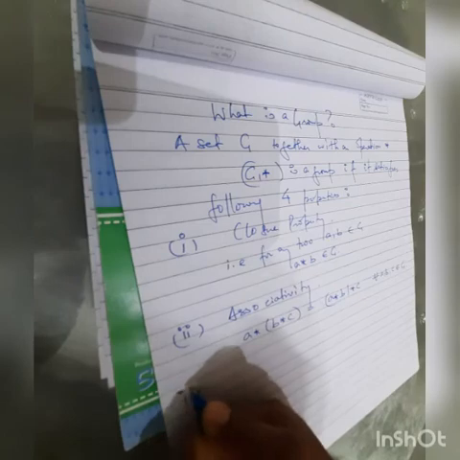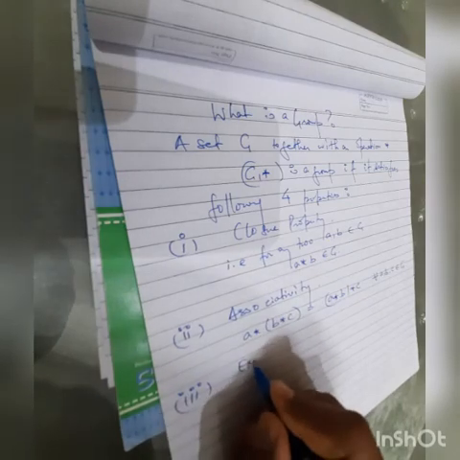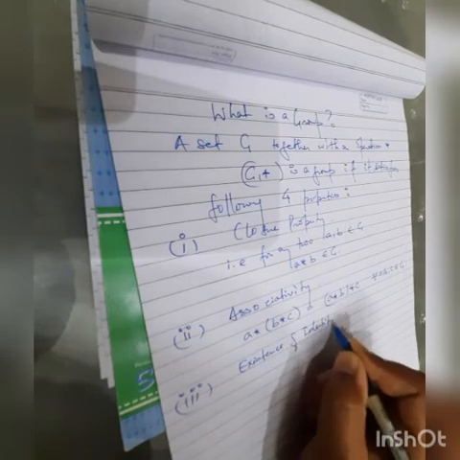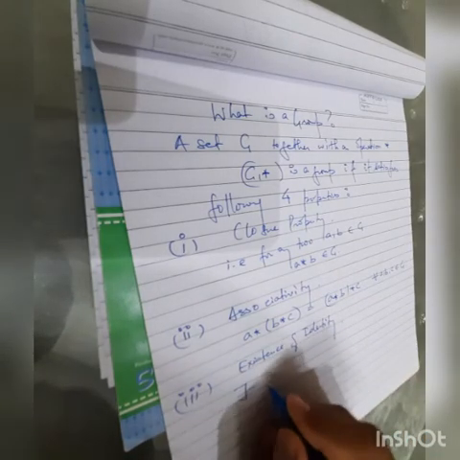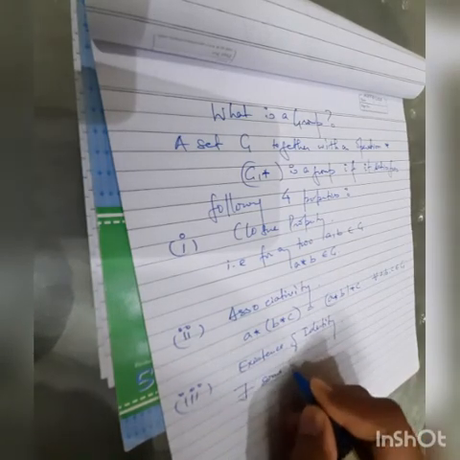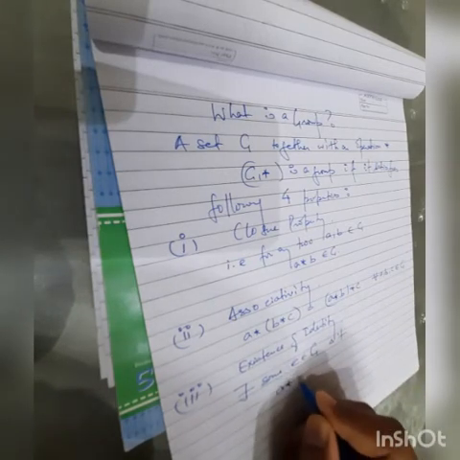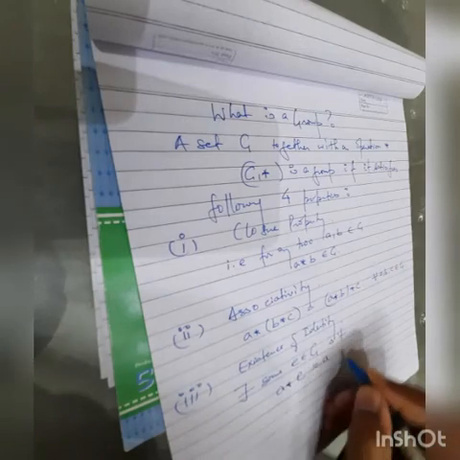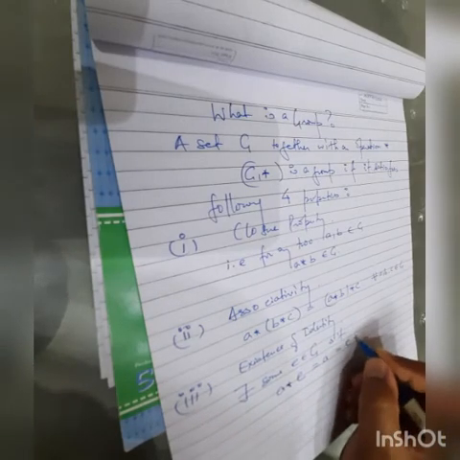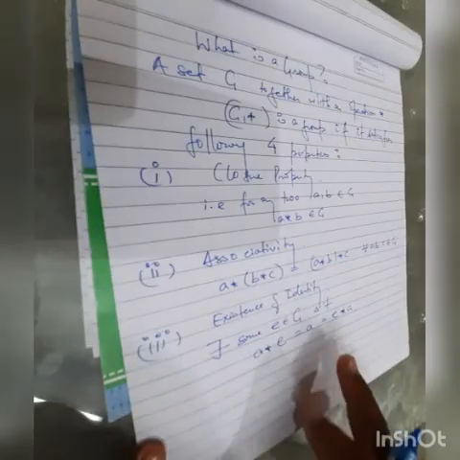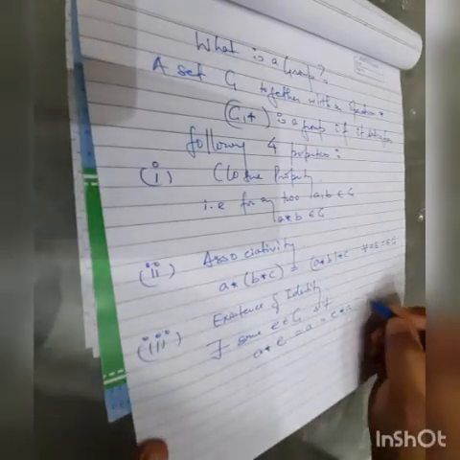Then third property is the existence of identity. So there exists some element E belonging to G such that if you operate any A along with E, you will always get A in return. So A star E should be equal to A, which should be equal to E star A for every A in G.